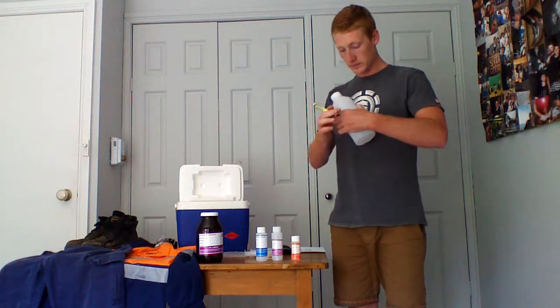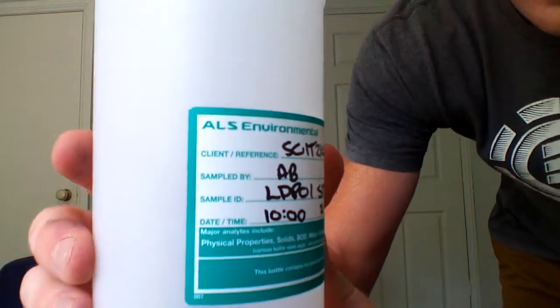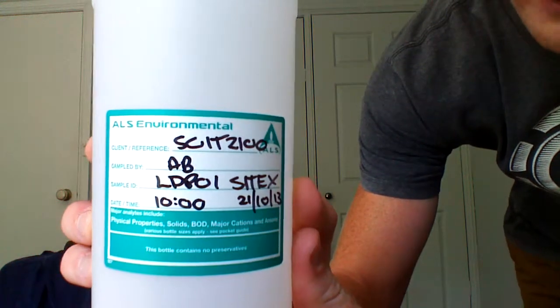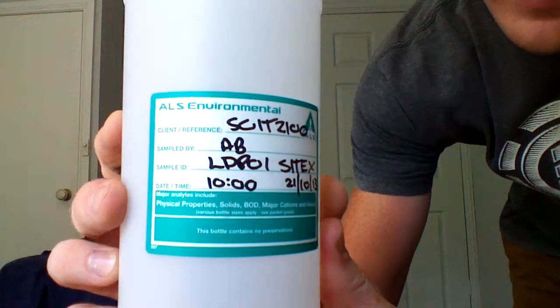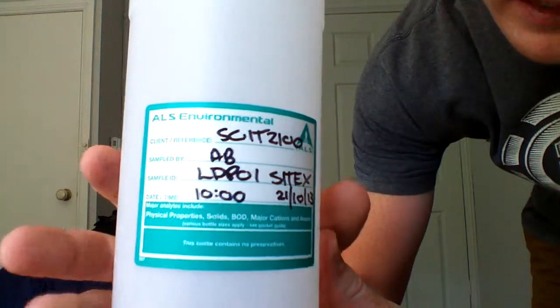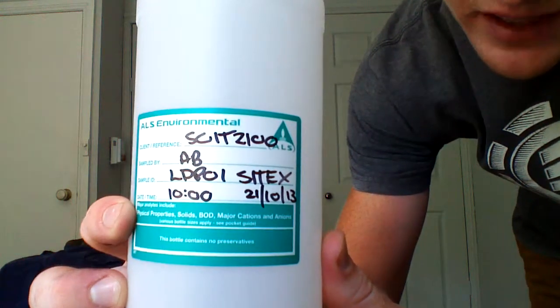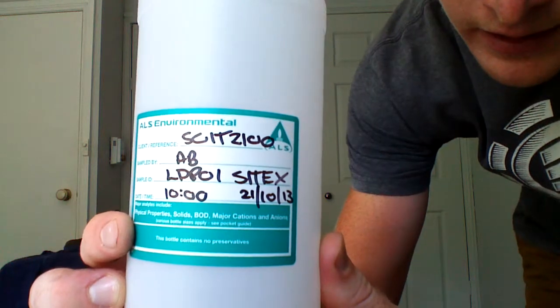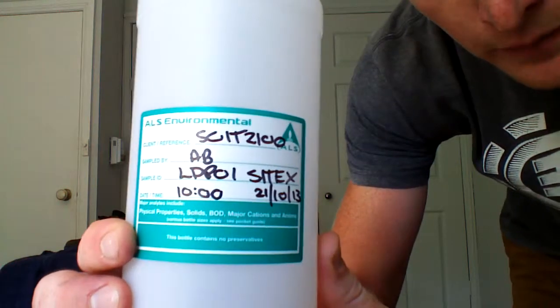Okay, so I'll just show you that. So client reference, SCIT2100, sampled by Angus Brown, LDP for license discharge point at site X, and our date and time. Okay, you can also see here example of target analytes, and usually here they would have any chemical preservatives.